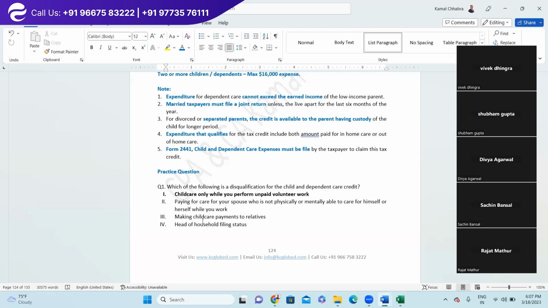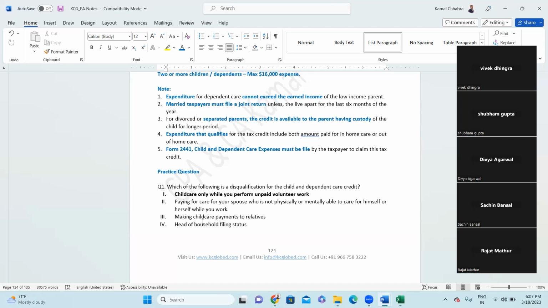Which of the following is a disqualification for a child and dependent care credit? That means it should not be considered as a qualified child. One is child care only while you perform unpaid volunteer work. Second is pay for care of your spouse who is not physically or mentally able to care for himself or herself while you are at work. Third is making child care payments to relatives. Fourth is head of the household filing status. Which of the following is disqualified for child and dependent care credit and why?